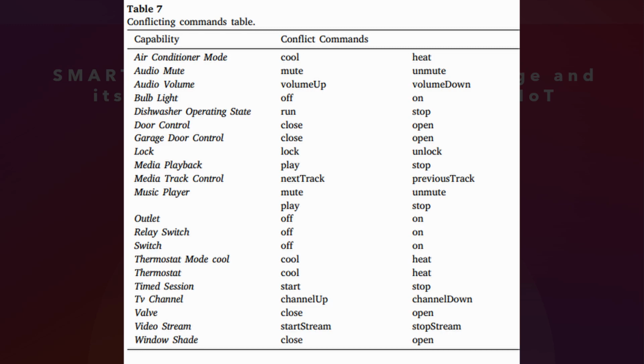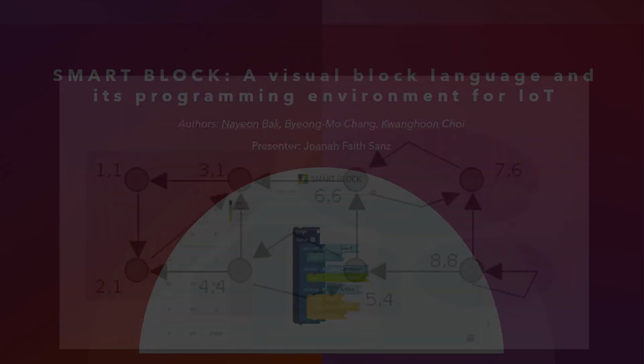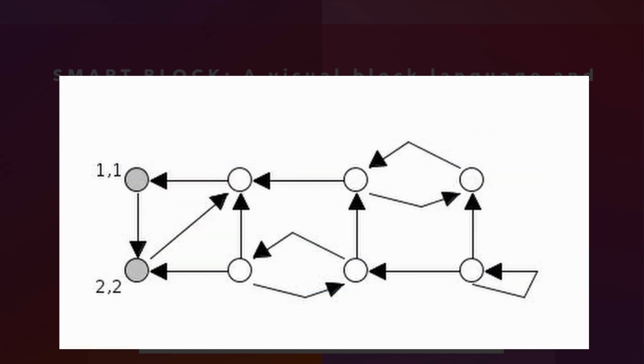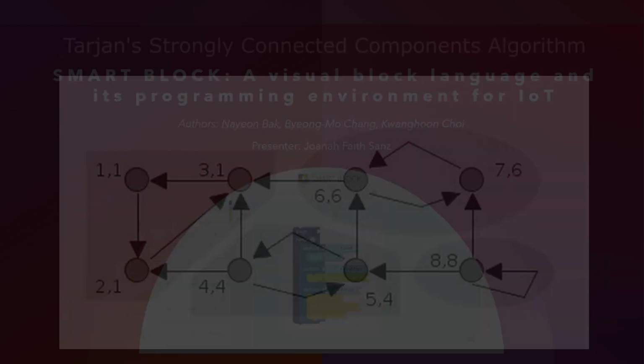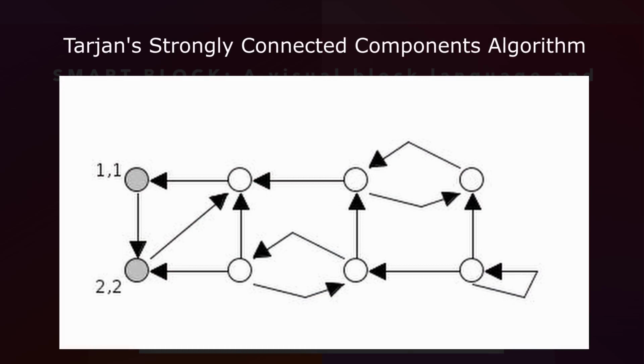Based on the conflicting action information, the method finds the inconsistencies by computing all the reachable actions for each event E. If there are both an action A and its conflicting action, denoted by A', in the reachable actions of the same event, then an inconsistency is present. The analysis method detects cycles in the event flow graph by using Tarjan's strongly connected components algorithm.